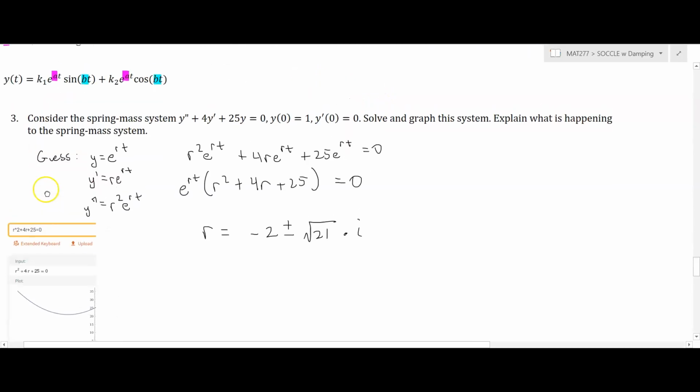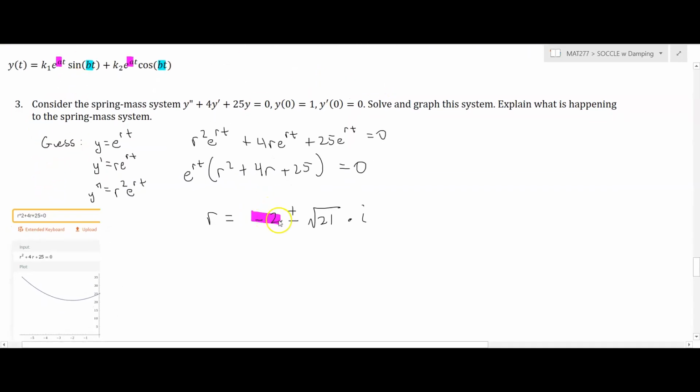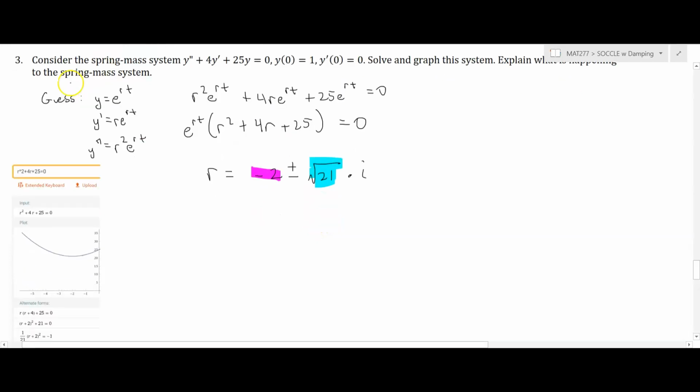So we want to identify our a and our b. Here our a is -2. Our b is the square root of 21. Notice that b is always going to be the unsigned value, so there's always going to be a plus or minus here, but you're just taking the positive square root of 21. And so our general solution is going to be y equals k1 e to the at sine of bt plus k2 e to the at cosine of bt.